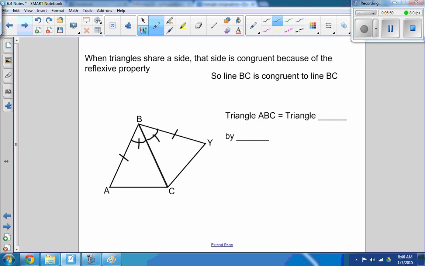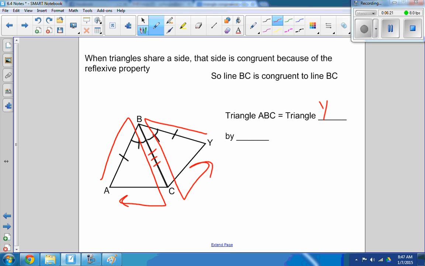Let's do that again. So again, they share a side. I can go ahead and mark this. And then look what we've got. Side, angle, side. The angle is in between the two congruent sides. Since the angle's in between the two congruent sides, I can do side, angle, side. So triangle ABC is congruent to YBC by side, angle, side.